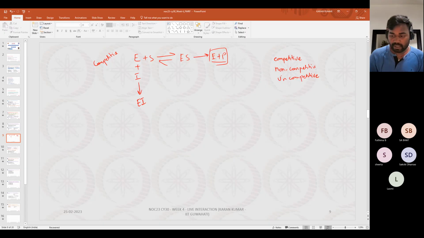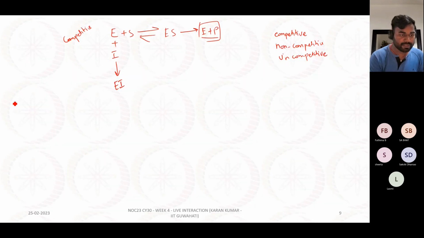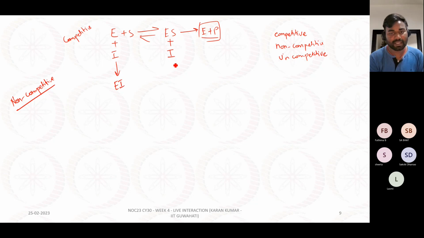So in case of non-competitive inhibition, what will happen? Your inhibitor will not bind to the enzyme directly, but it will bind to the enzyme substrate complex, and thereby it will make enzyme substrate inhibitor complex, and the reaction will not progress further. So this is your non-competitive inhibition.